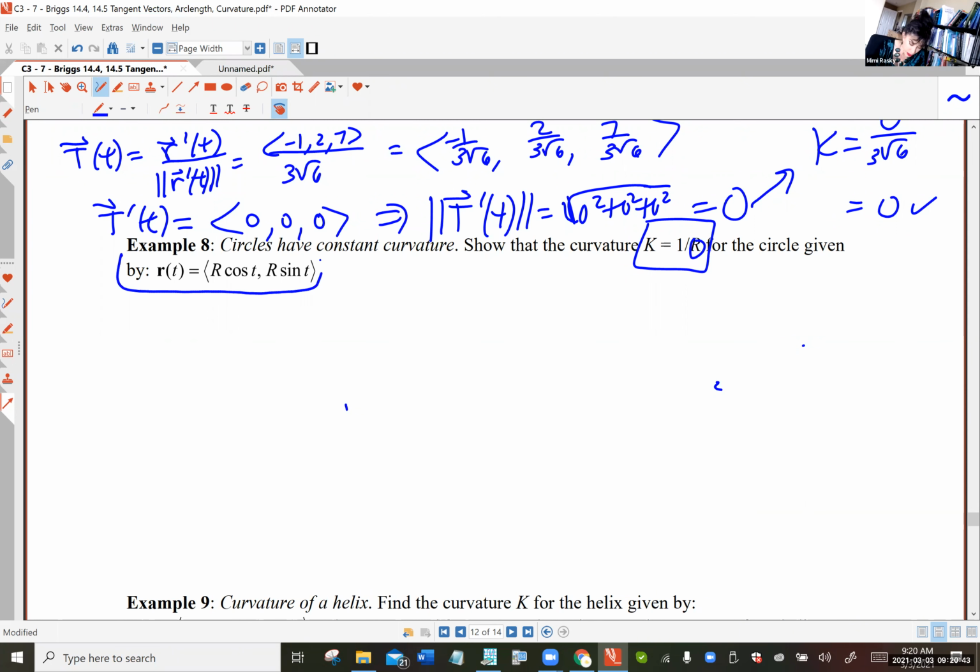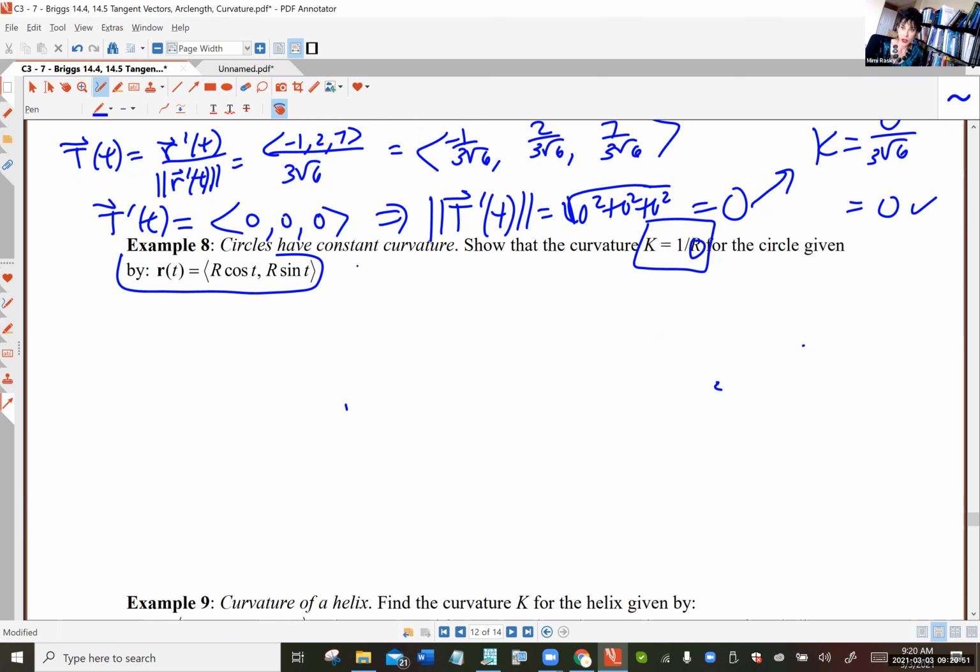Here is a parameterization of a generic circle with radius r. If you don't believe me, plug in r equals 2, whip out your calculator and graph in parametric mode, of course, 2 cos, 2 sine, and you'll get a little circle of radius 2 centered at the origin. So r is just going to be some radius.